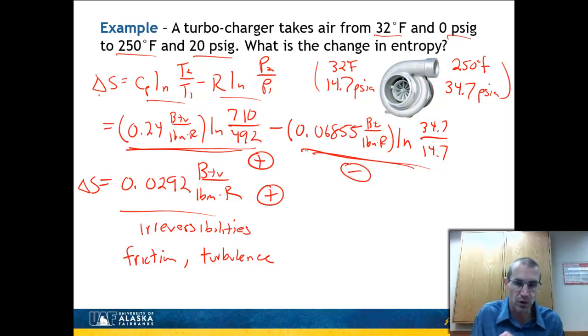If someone told you they built a turbocharger and the entropy actually decreased through it, you should tell them to go take a hike.